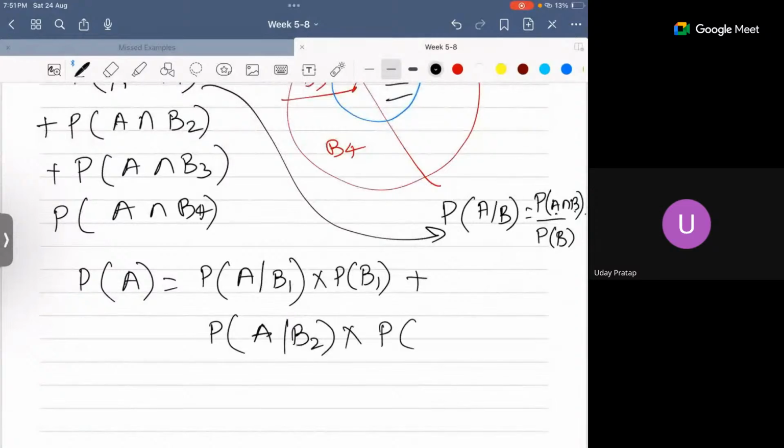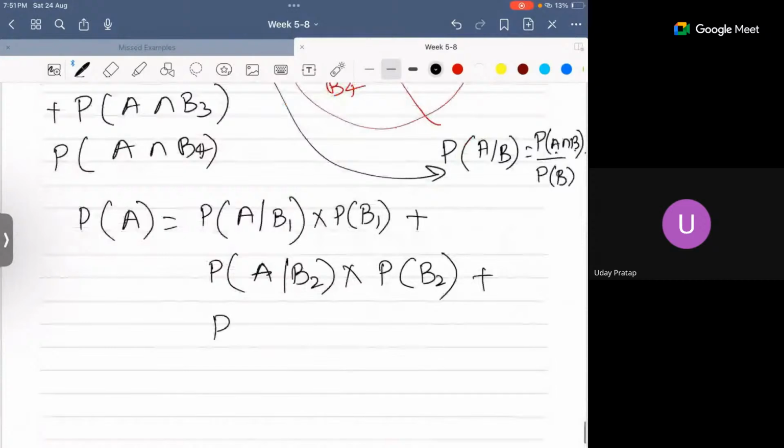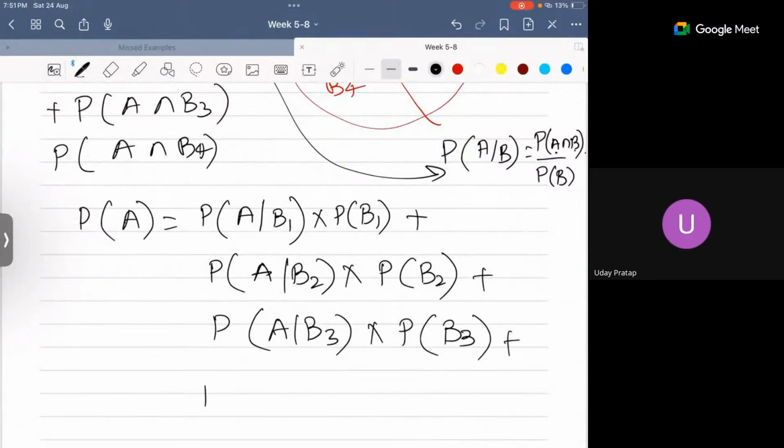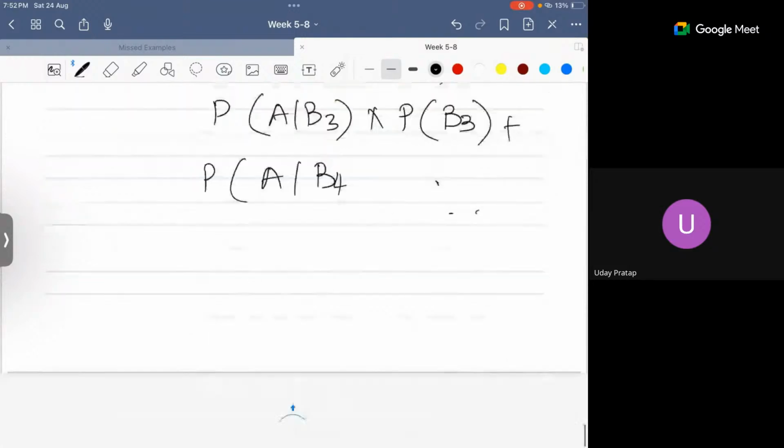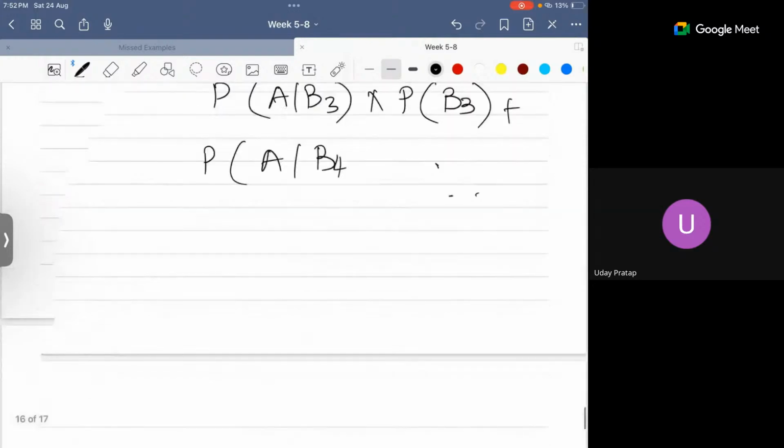Correct. Probability of A given B3 into probability of B3, plus probability of A given B4. Similarly, it can be n times, right? So you can use this formula if you have to calculate the total probability. Okay. So this formula you have to use now.